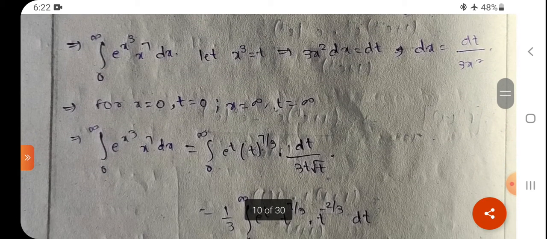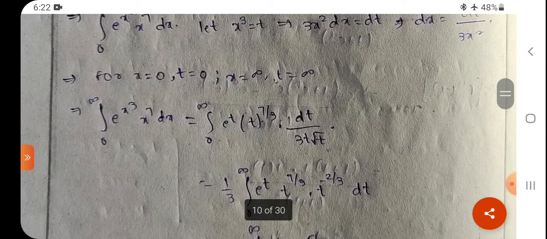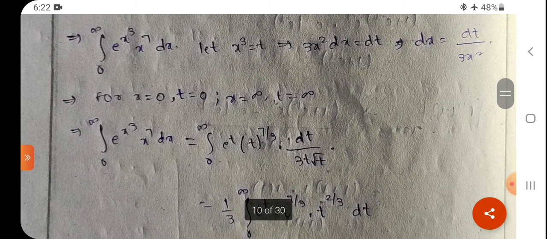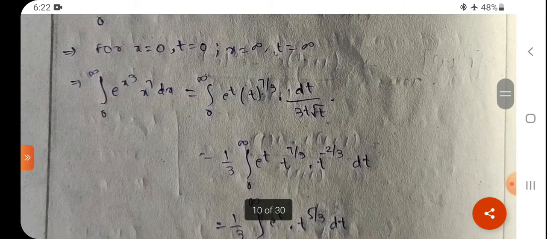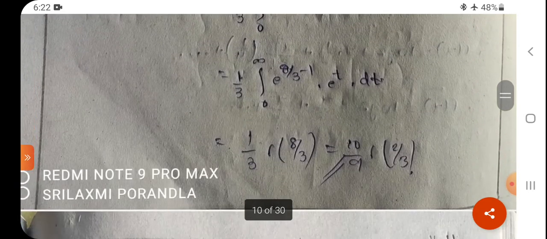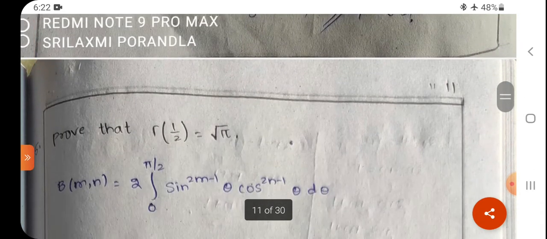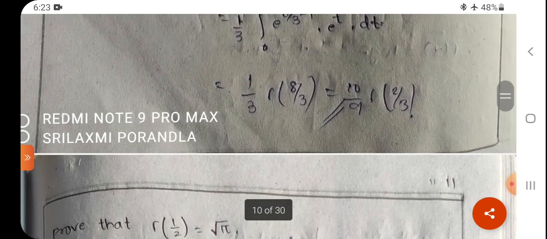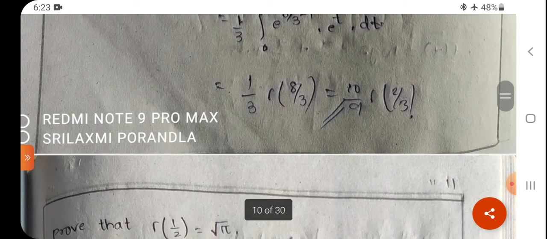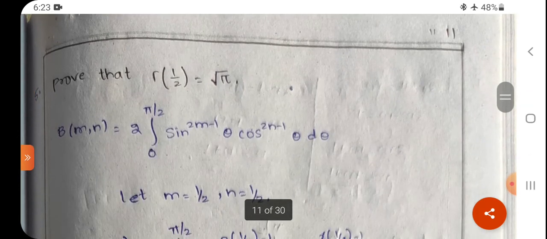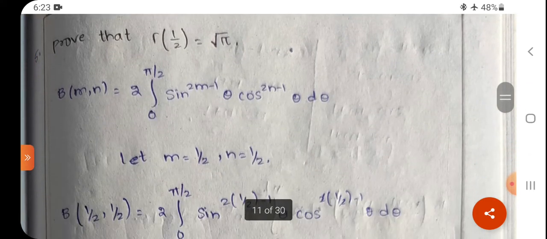Similarly for the second problem also, the typical term is e to the power of x cube is there. So start with x cube equal to t, and just you are finding the answer. Whenever you calculate the gamma function, if it is necessary, then only you can make the simplification. Otherwise you just leave the gamma value as it is. Nothing to worry, marks will be awarded.